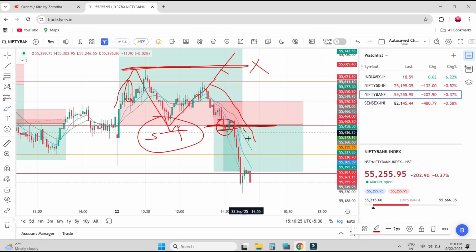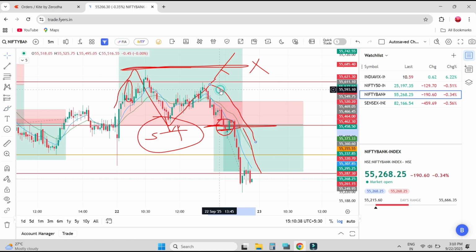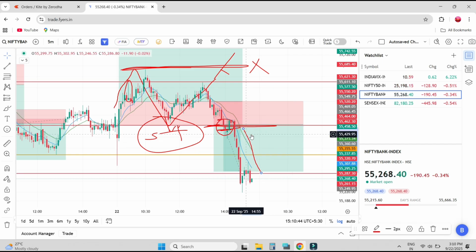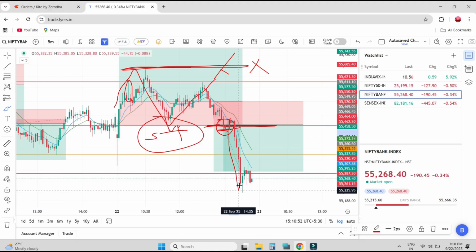Immediately, I entered a short trade. I took the put with the same quantity. See the movement. There's not even a single green candle, back to back red candles. You know why it happened? Do you have any idea? See, I'm not saying I'm an expert. Whatever I learned, I observed. I'm just expressing my view. Don't think I'm talking like an expert.